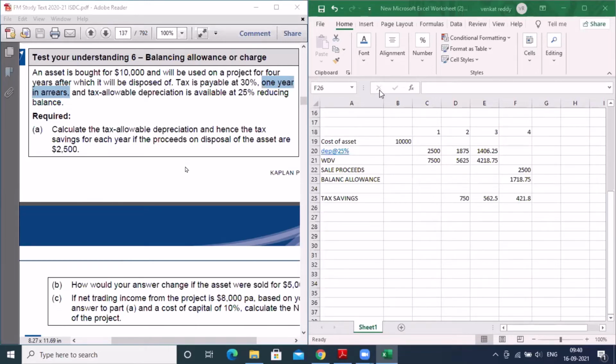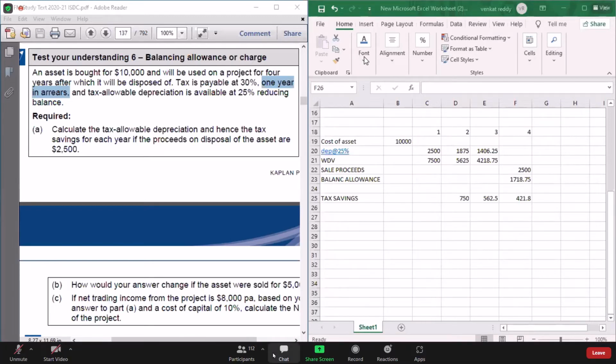Is that clear? Because our tax will be decreased. There is a decrease in the tax, so we will be considering it as an allowance. Charge is nothing but you should pay the tax. Suppose it would have been a profit, it would have increased the tax. So that's why we consider it as a charge. I hope the concept is clear, or do you want me to explain it more?